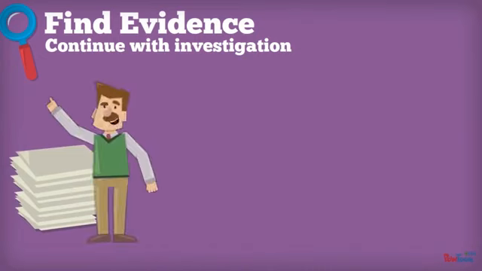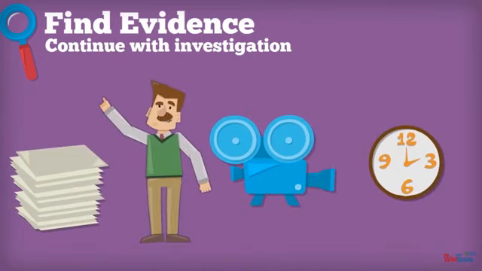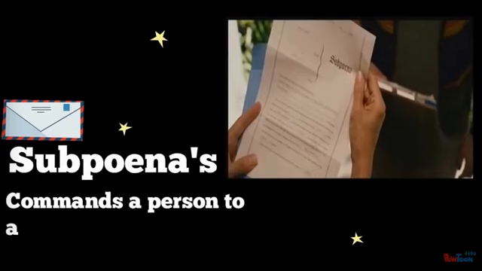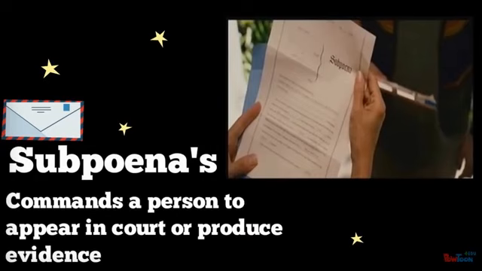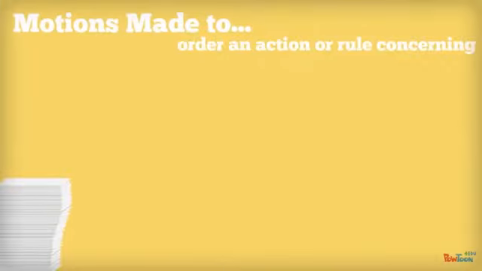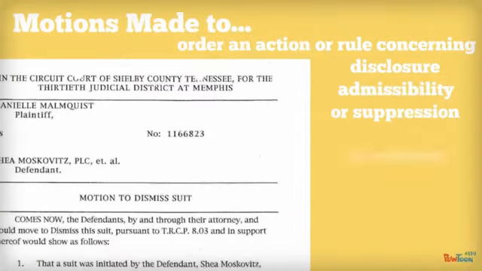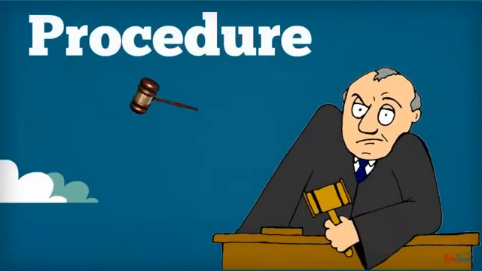They're going to be trying to find documents and witnesses as to the facts of the crime, such as videos and someone who can testify as to the time of the crime. Subpoenas might be issued that command a person to appear in court or produce evidence at the trial. Motions can be made at this point ordering an action to disclose, admit, or suppress evidence.